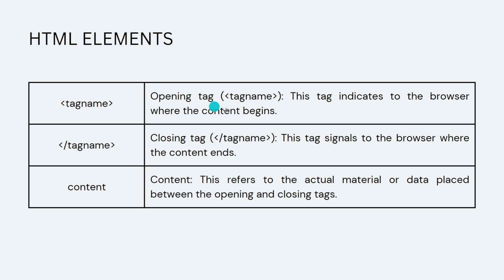Okay, so here you can see there is an opening tag which indicates to the browser that the content has begun here. Then there will be a closing tag which will show that the content has ended, and we need to close the tag. Then the content refers to the actual material or data placed between the opening and the closing tag.